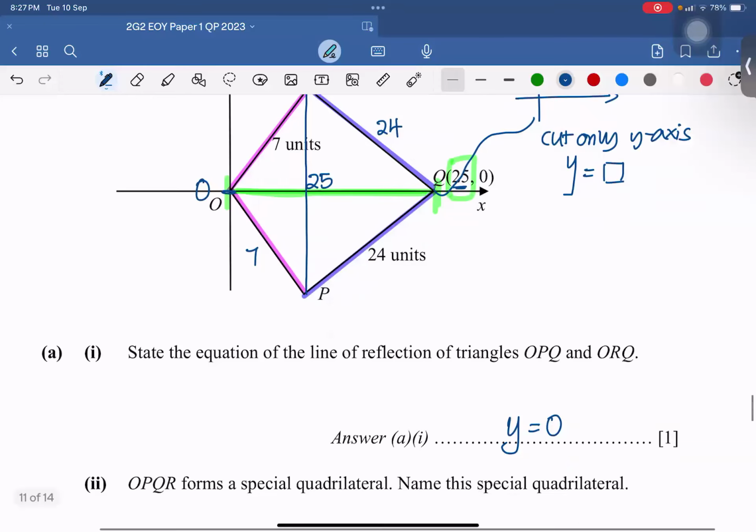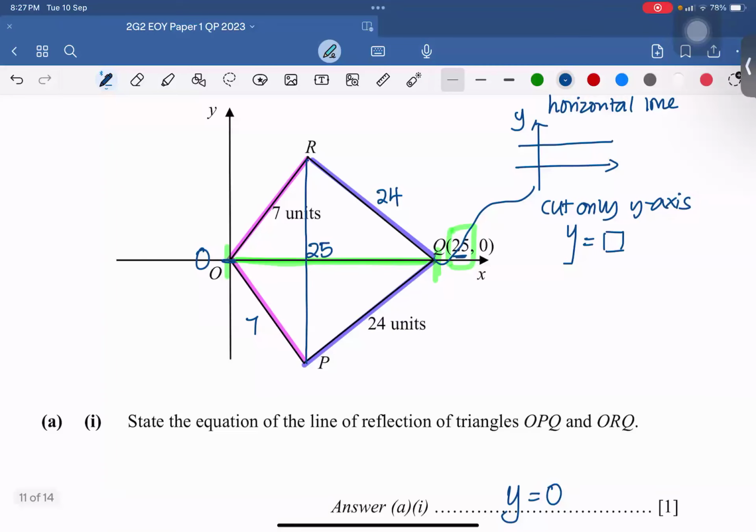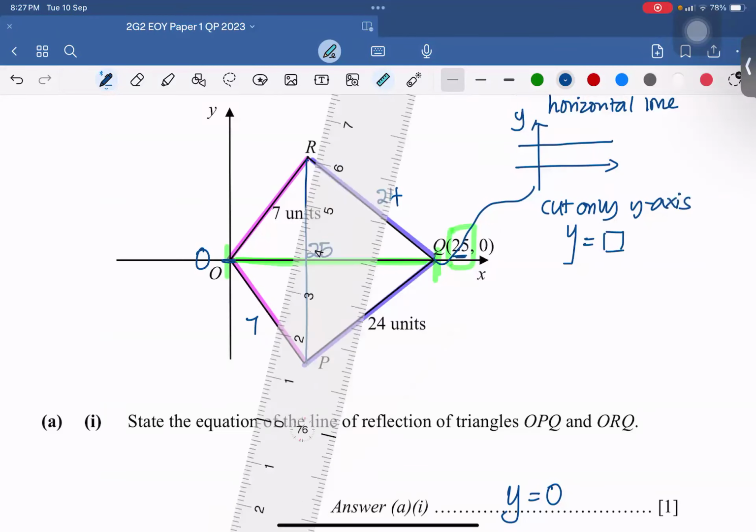Starts with... The equation is y equals 0. Shouldn't it be x equals 0? Because it cut y-axis. x equals 0 is a vertical line.